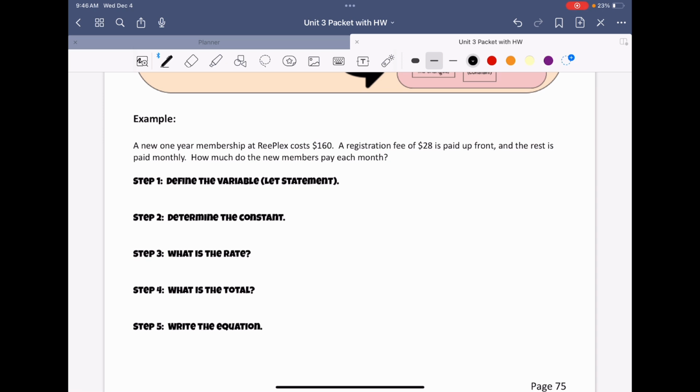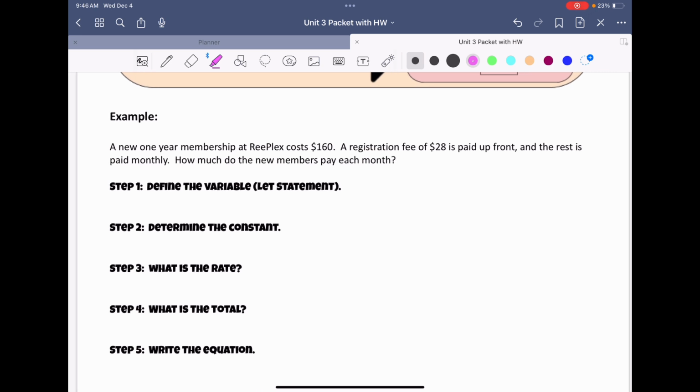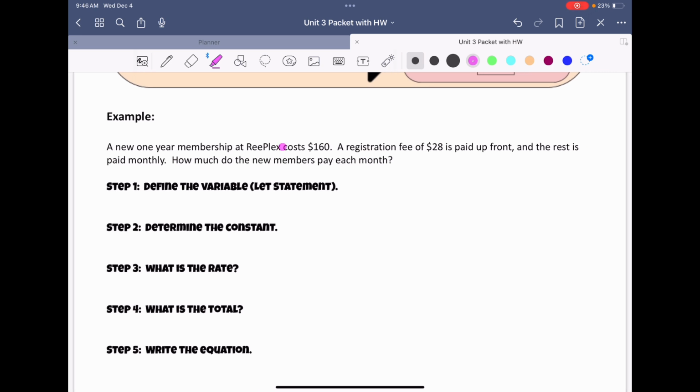Okay, so let's go back and just highlight some of the key words. It says it costs $160. Well, that $160 is T, my total. I also have that they pay a fee of $28. That fee is my constant. That's not going to change. I'm paying $28 no matter what. And then I also can find the word each here. It says each month. How much do they pay each month?